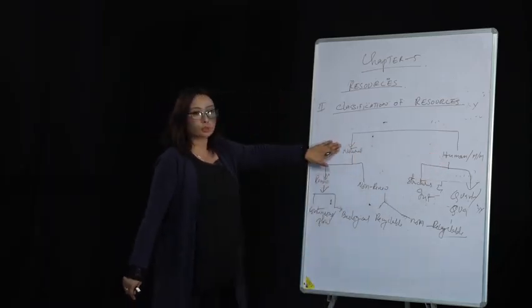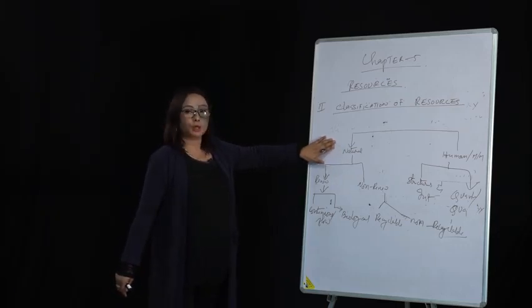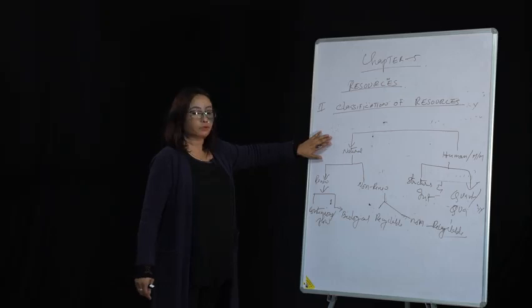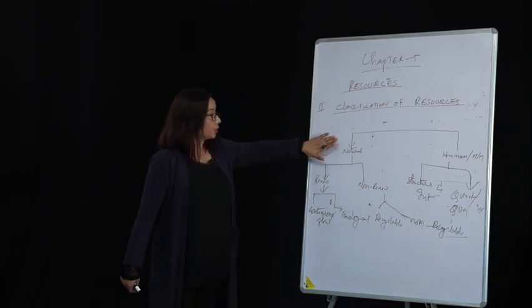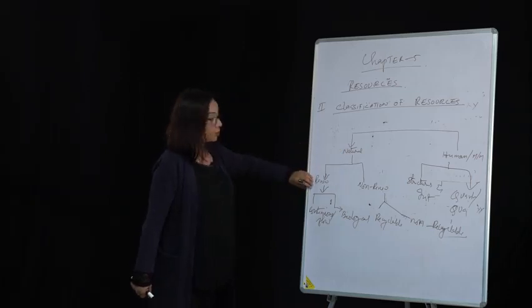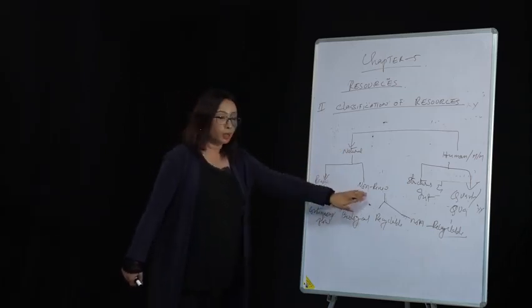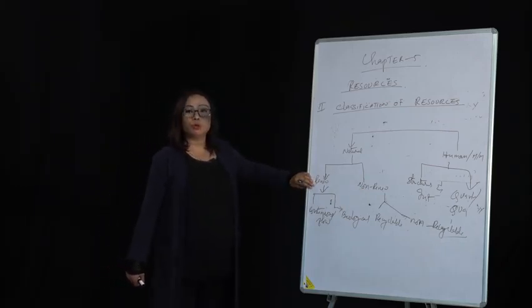Now, natural resources are all those resources that are found in nature: land, water, air, forest, flora and fauna, livestock, all those natural resources. Also that which is a gift of nature we call it. Now, natural resources can be classified into renewable and non-renewable. Renewable are those resources which can be renewed over a long period, a short period of time.